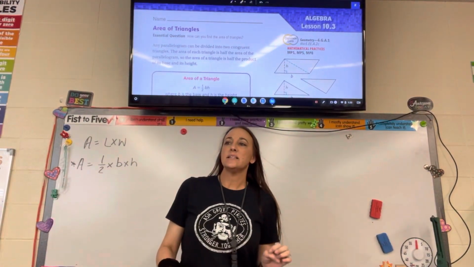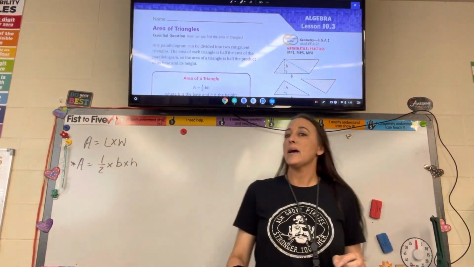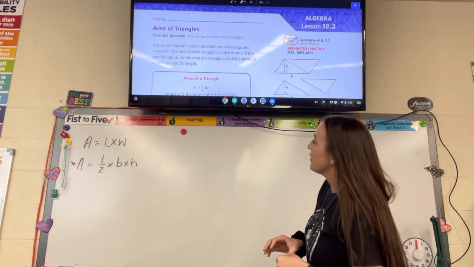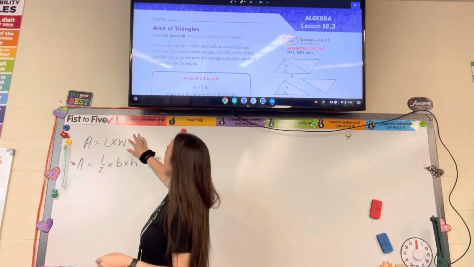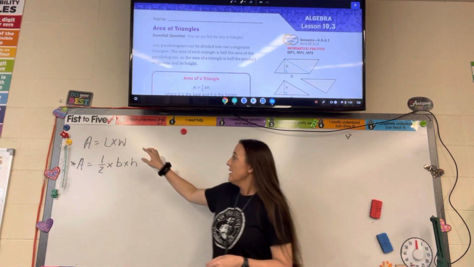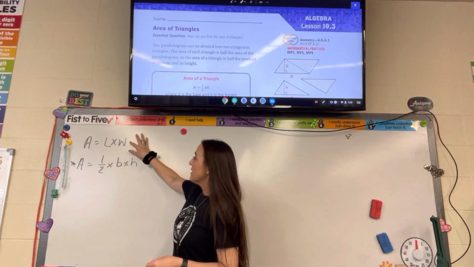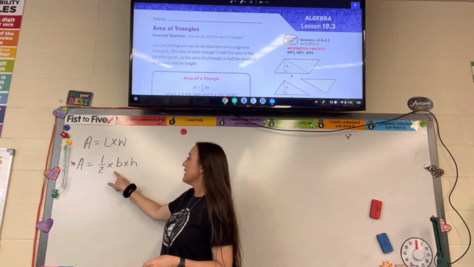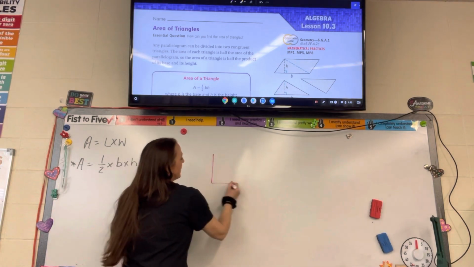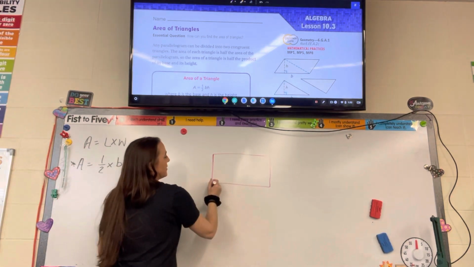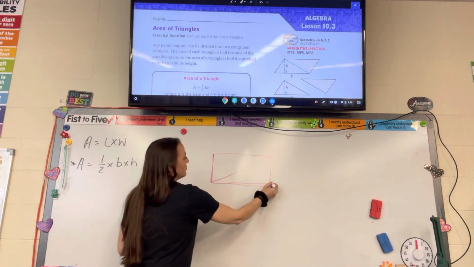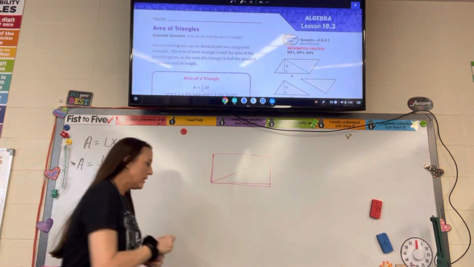Today we're doing lesson 10.3, area of triangles. The essential question: how can you find the area of triangles? The area of a rectangle or parallelogram is length times width. Since we are doing triangles, and a rectangle is made up of two triangles, you're basically finding the length times the width and then cutting it in half.